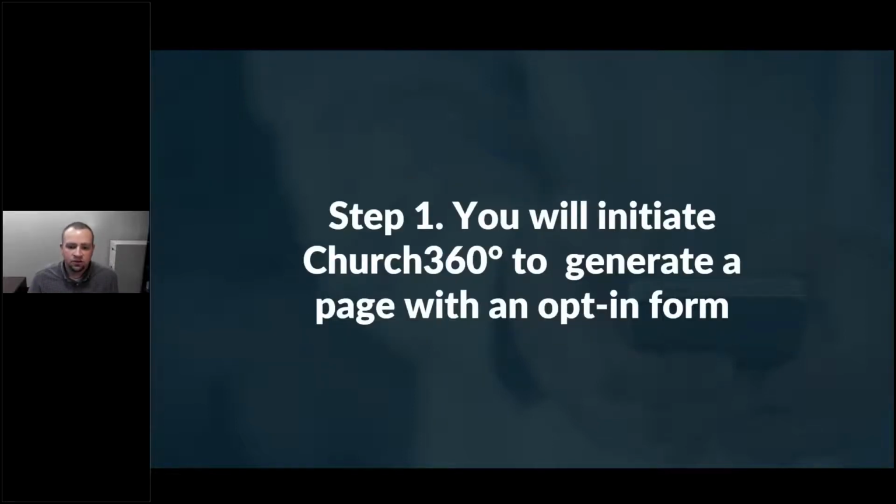First, you will initiate Church360 to generate a page with an opt-in form. So the link will not be available until you turn it on. And the reason for that is you may not want to do text messaging, or some of our other churches may not want to do text messaging. And so we didn't want to just put this out there. So there's an opt-in for you to turn on text messaging. That's a click of a button, that's it.